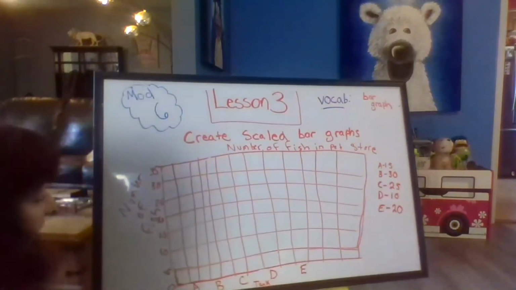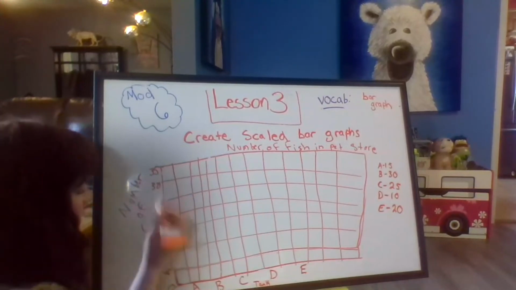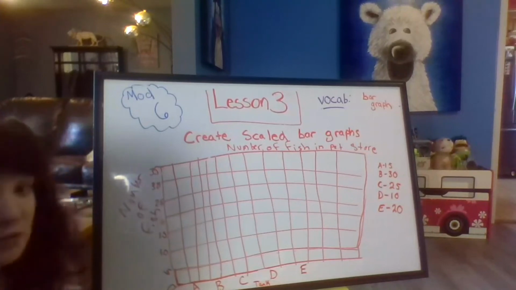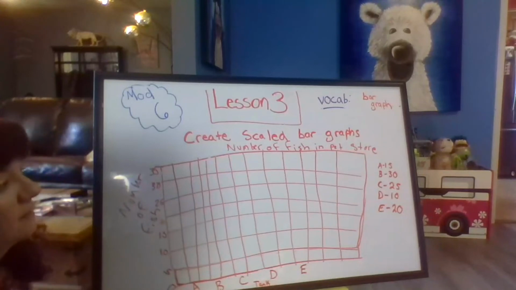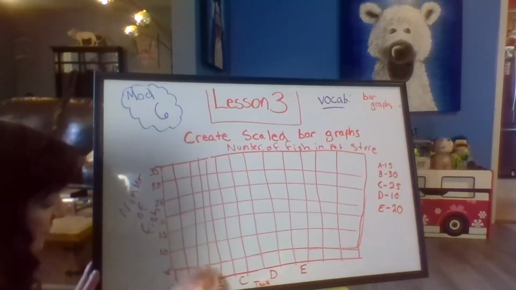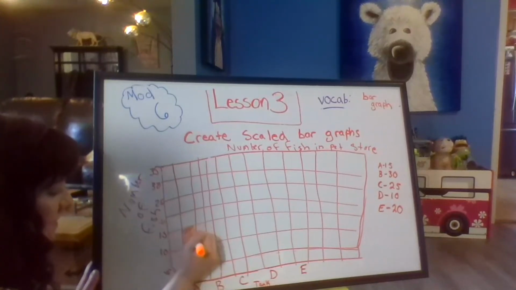Now over here on the side, I labeled this by 5. So we're going to count by 5. Starting with 0, 5, 10, 15, 20, 25, 30, 35. So for A, there are 15 fish in tank A. So I'm going to go down here to where I have tank A. I'm going to shade in 5, 10, 15. Okay, that's how many are in tank A.